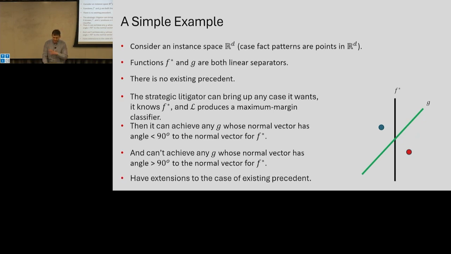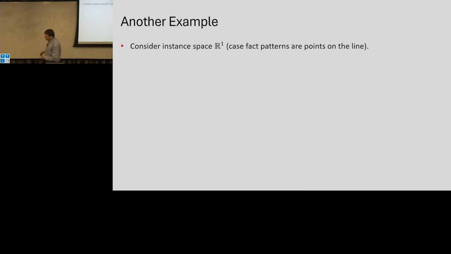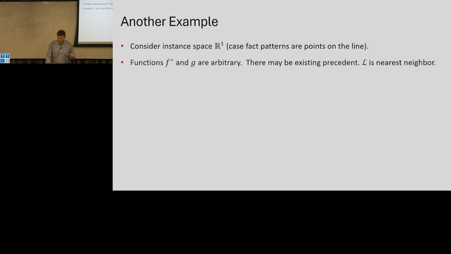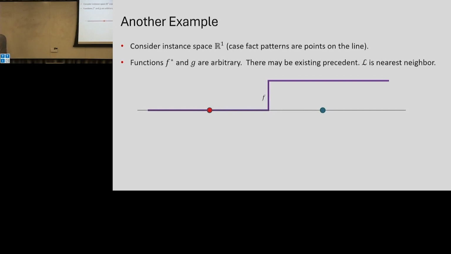If the precedent exists, then this problem becomes harder. There's some optimization. Here's another example. Imagine case fact patterns, I guess what these are called, are points on the line. So it's one-dimensional things. We have arbitrary functions, so there's things that go up and down. And there might be existing precedent, and the public algorithm is nearest neighbor. So for instance, imagine there's existing precedent here, which is this is allowed and this is not allowed, and then halfway between is here, and this F is the current rule the lower courts are using: if you're to the right of the middle point, that's what's allowed, to the left is what's not allowed.